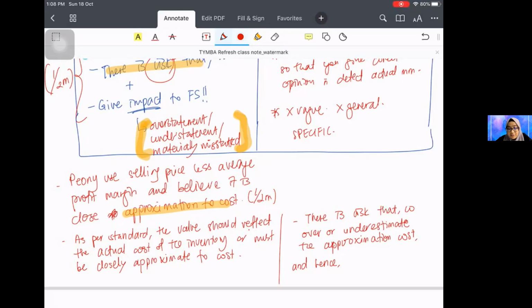If the company underestimates the approximation cost of inventory, can the total figure of inventory be overvalued? Yes. Okay. If you underestimate, how come it becomes overvalued? Because if you underestimate, it means you use a lower value, so it should be undervalued. But if you overestimate the cost, it means you are giving a higher value of the inventory, so it would be overvalued. Do you agree with me?